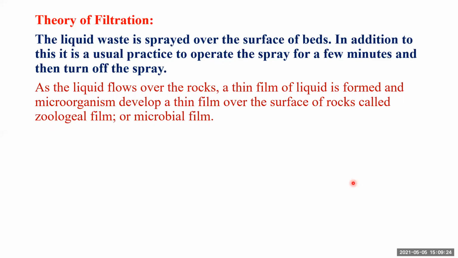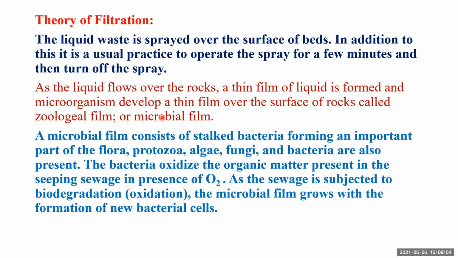What happens during this phase? A thin film of liquid is formed on the surface of each rock of the rock bed. And when a thin film of liquid is formed, above this thin film, microorganisms develop on the surface of rock. Okay, so a film of microorganisms develops on the surface of rock. This microbial film is called zooglobal film or microbial film.